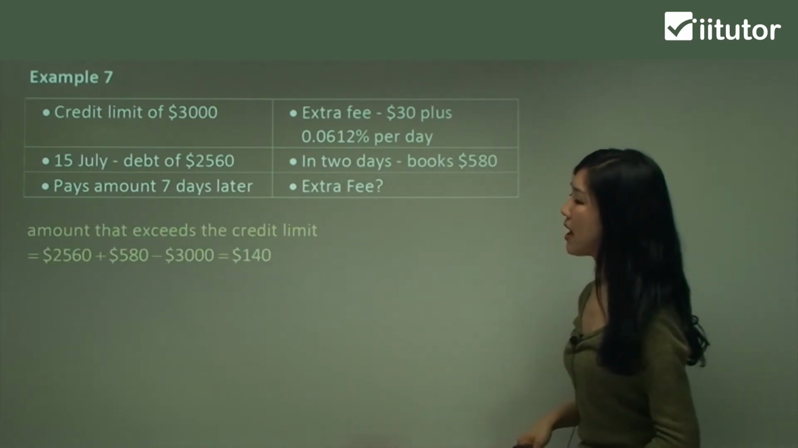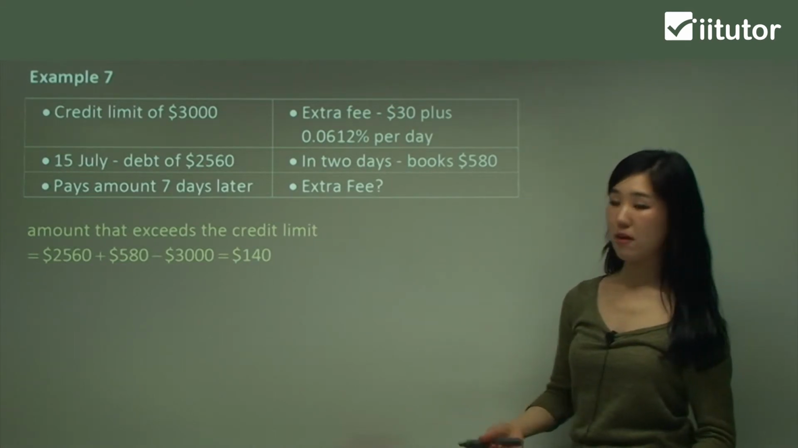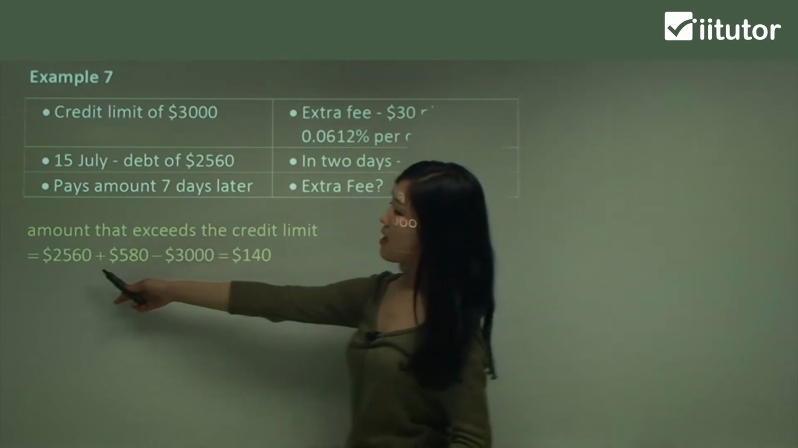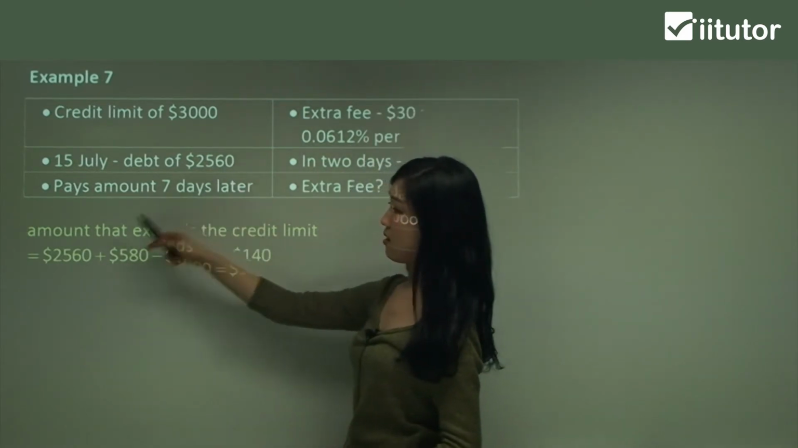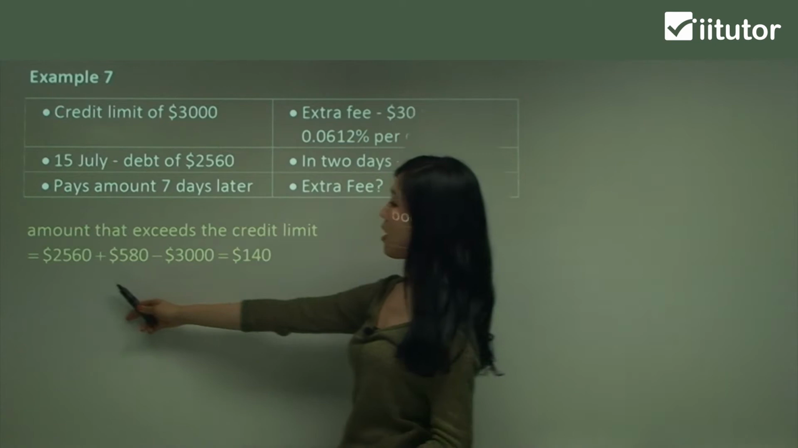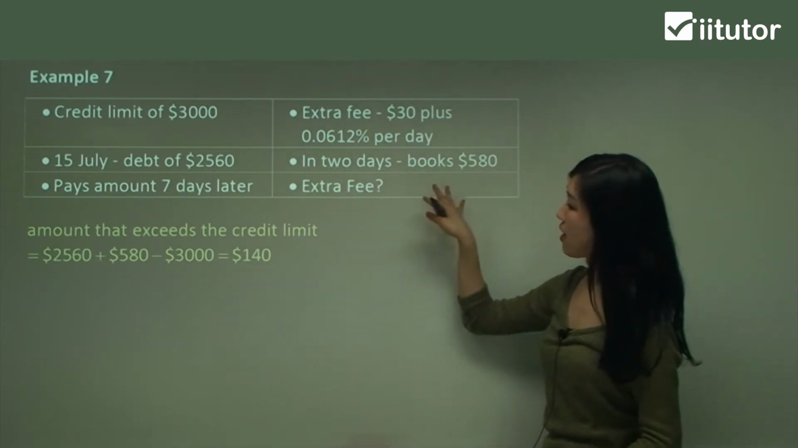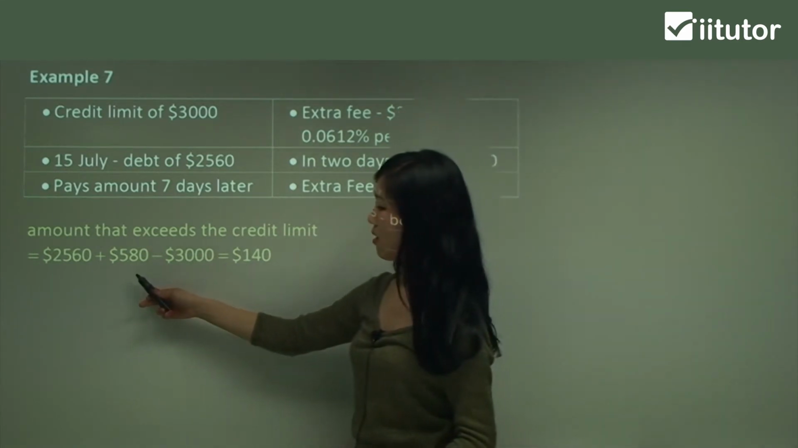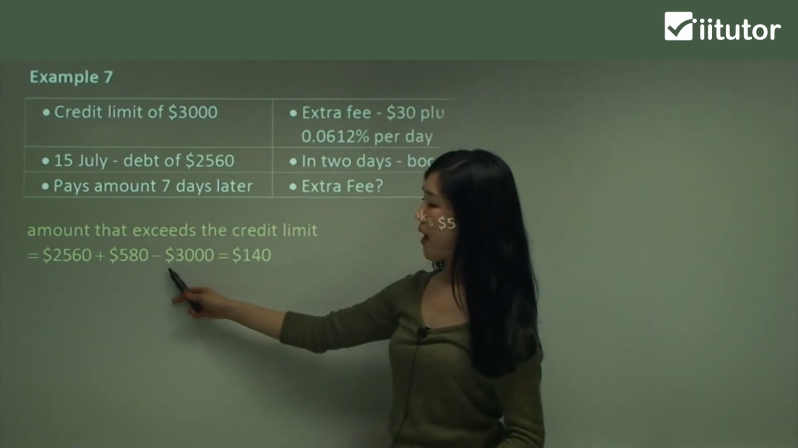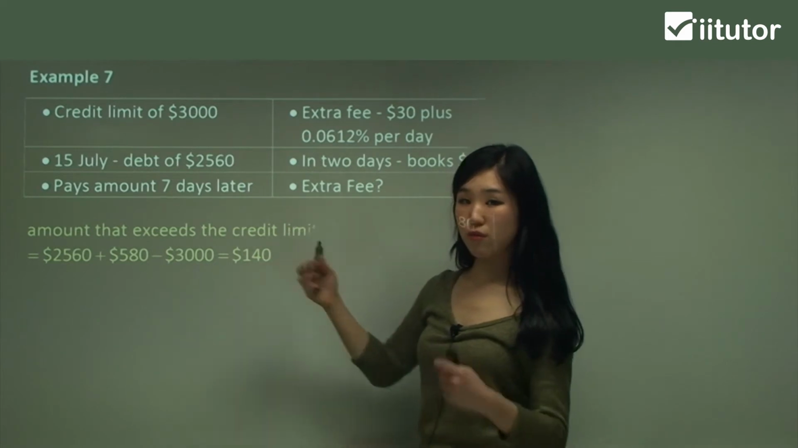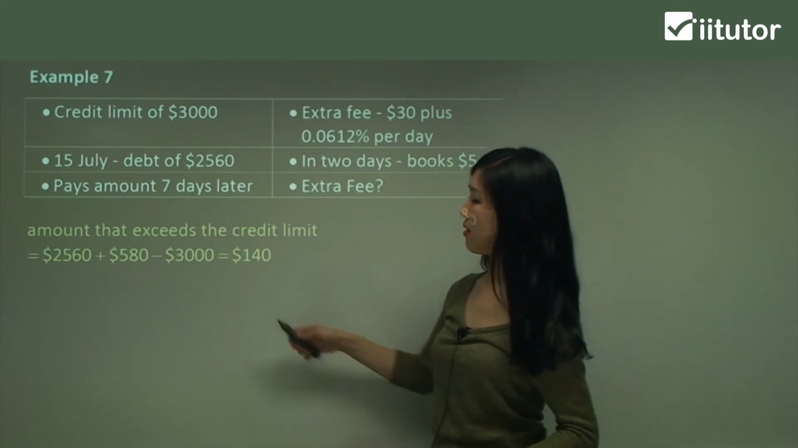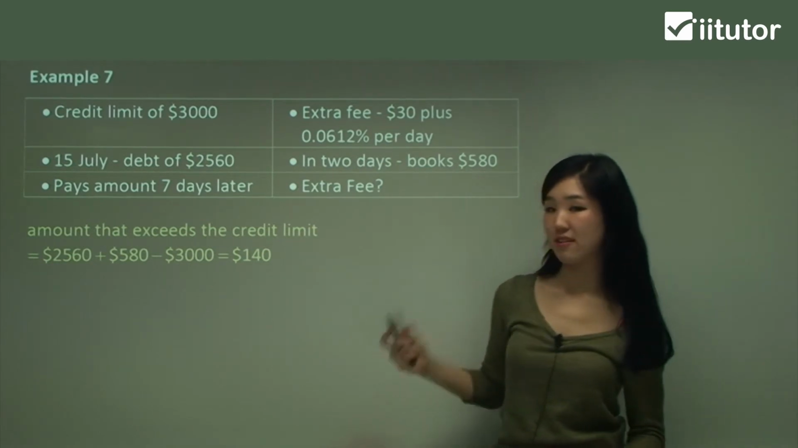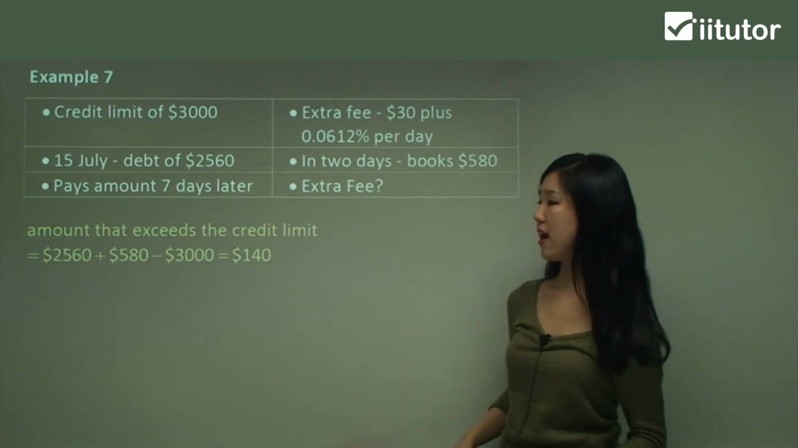Now, the credit limit is $3,000. She had a debt of $2,560 on 15th of July, but then she also used, in 2 days' time, $580 to buy some books. Now that minus the limit, so the difference will be how much she's gone over by, isn't it? So she's gone over by $140. That's how much she exceeds the credit limit. So she's going to be charged some fine.